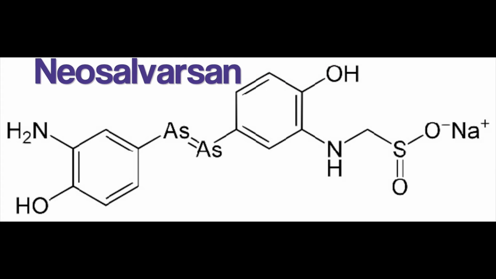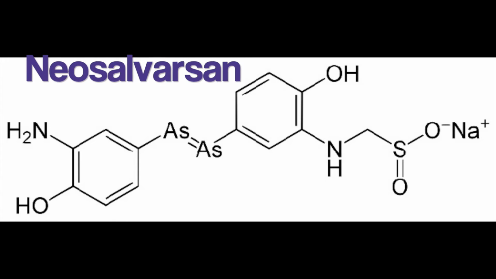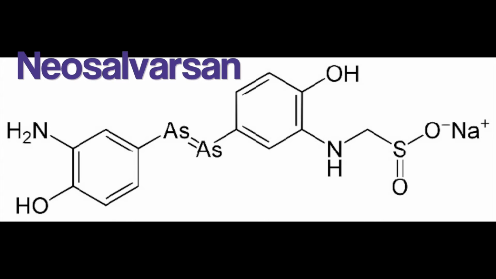In 1912, Paul Ehrlich developed another drug called neosalvarsan, which was very similar to salvarsan, but it was more water-soluble. Neosalvarsan quickly overtook salvarsan as being the most effective treatment for syphilis. However, it still had some serious side effects.